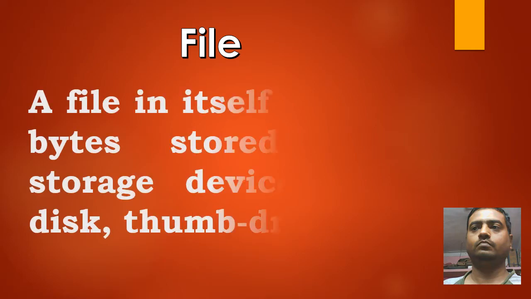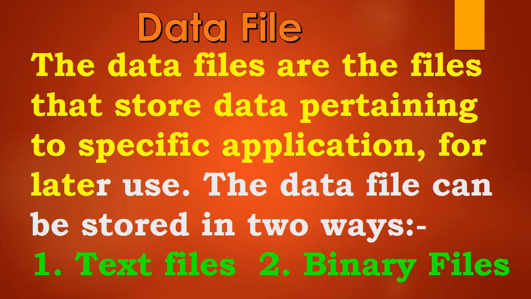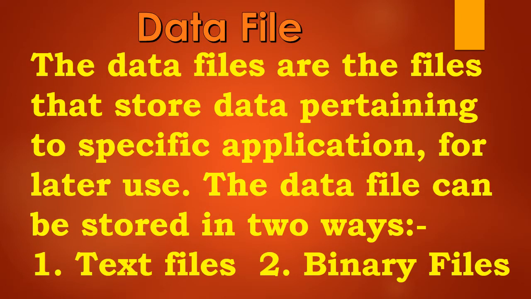Files. What are files? A file in itself is a bunch of bytes stored in some storage device like a hard disk or thumb drive. Similarly, we create files in Word, Excel and PowerPoint and save them to the disk. What are data files? Data files are the files that store data pertaining to a specific application for later use.